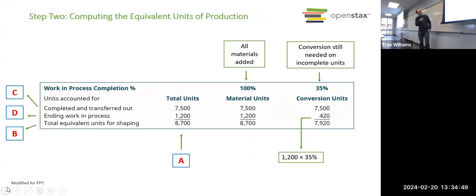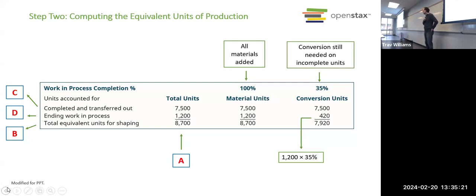Don't be too worried about these letters here. If you want to see how they later relate to the results, those letters could be useful, but I think it's easier if we just walk through it. What you'll notice over here, we've got three columns. There's a total column, there's a material column, and there's a conversion column. Is there any difference between the total column and the material column? No, and there won't be. Those are always the same.